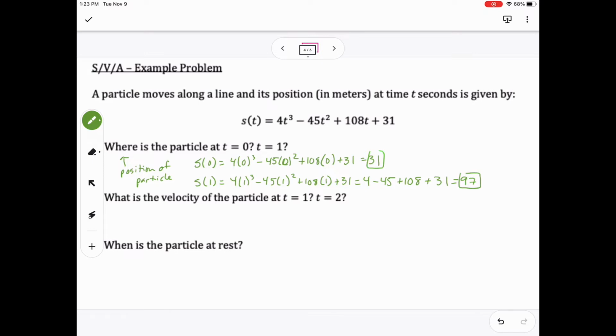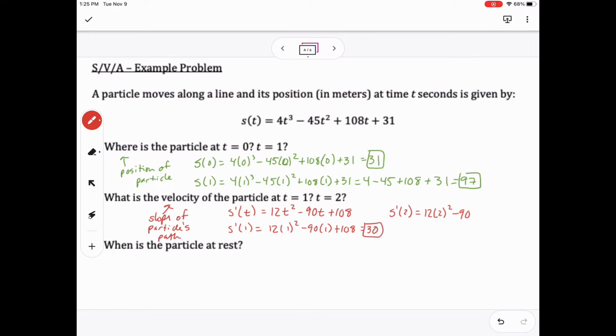Now for the next part, I'm looking at what is the velocity of the particle at t equals 1 and t equals 2, and that is talking about the slope of the particle's path. So I need the first derivative to describe this. I'm going to take the first derivative of my position function, which is my velocity function, which will be 12t squared minus 90t plus 108. Then I'll plug in 1 and I'll plug in 2. At 1, my velocity is 30 meters per second. At 2, my velocity would be negative 24 meters per second.